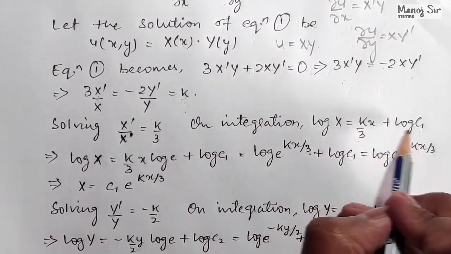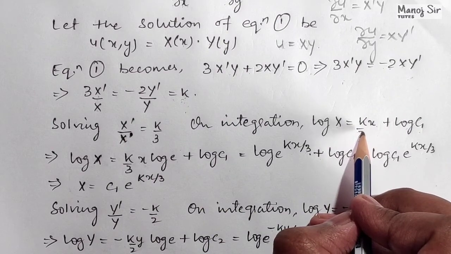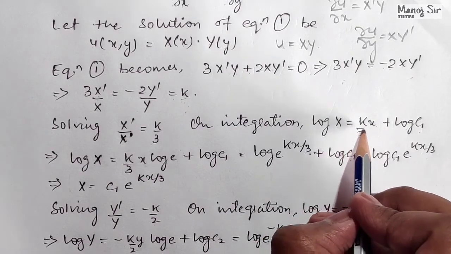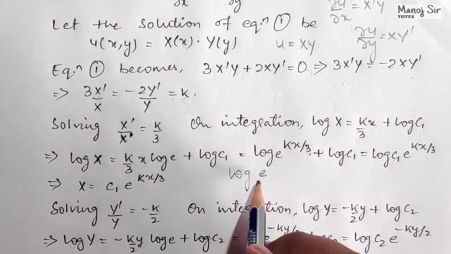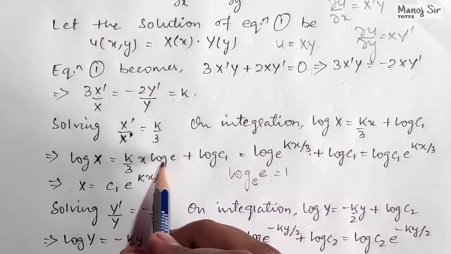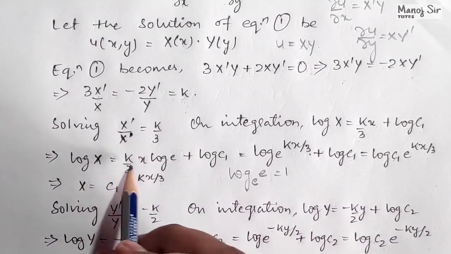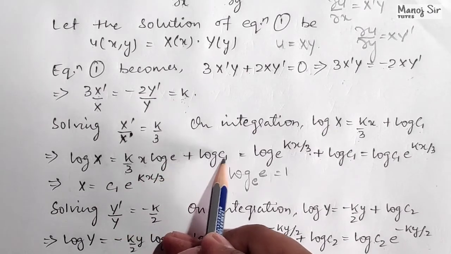Now here we have 3 terms, out of which the second term is independent of log. So we will multiply by log e, because we know that log e with base e is equal to 1. So simply multiply log e with the second term. This will become log X equals to k into x upon 3 into log e plus log c1.